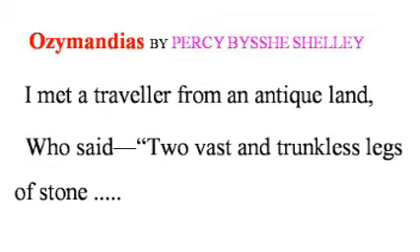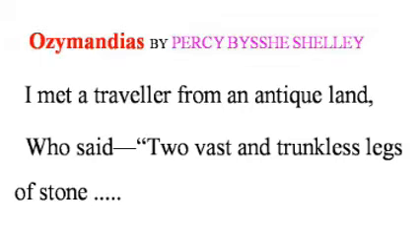So let us go to the poem proper. Ozymandias by Percy Bysshe Shelley. So this poem is a sonnet with 16 lines. So it is a very short poem.